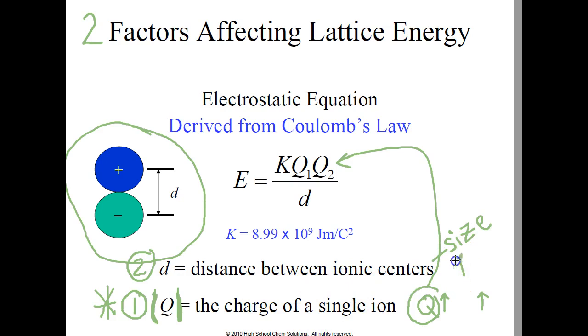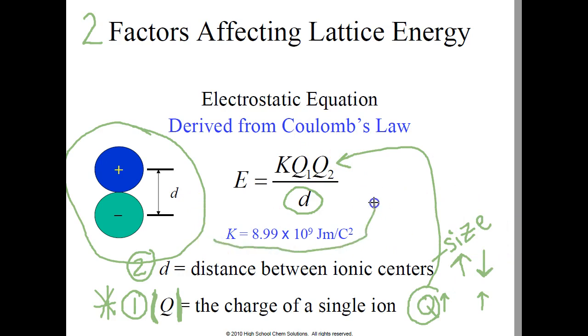If the size goes up, that's going to make these ions further apart if they're bigger. So if the size goes up, remember from Coulomb's law, distance is on the bottom here. So if the size goes up, the attractive force or the lattice energy is going to go down. So let's look at some examples of how this plays out.